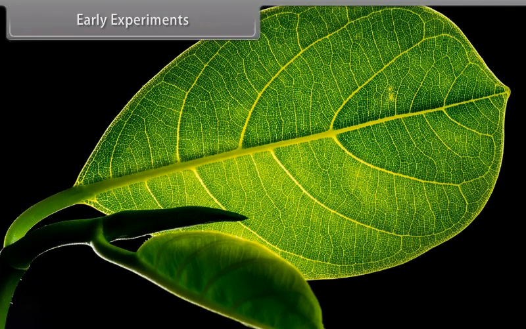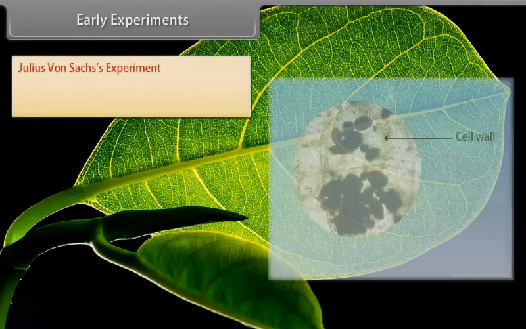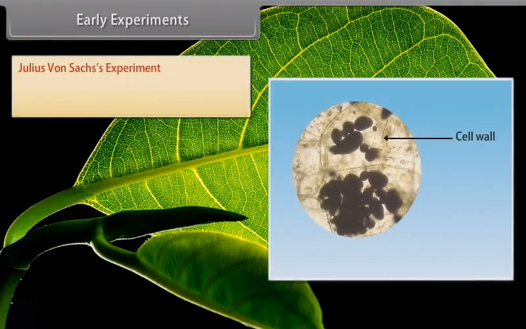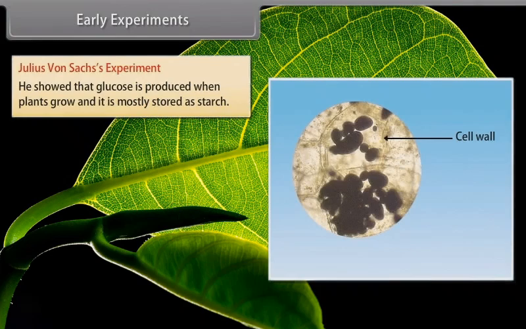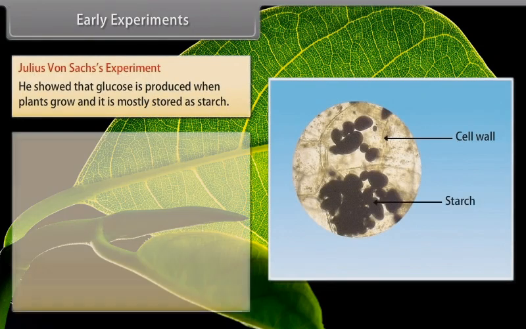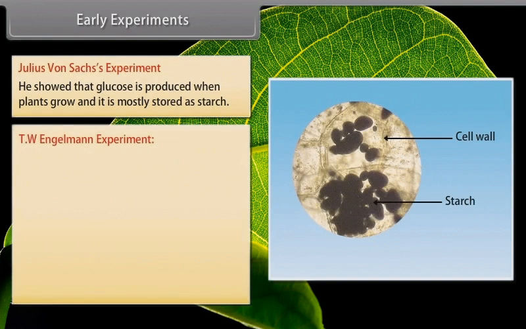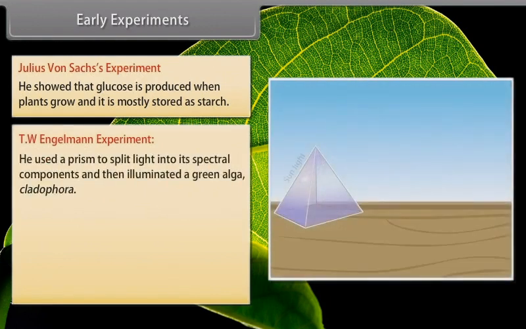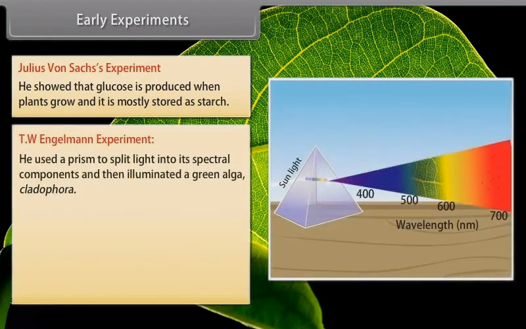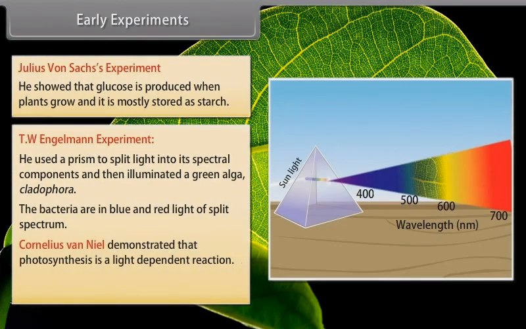Early experiments. Julius von Sachs' experiment. He showed that glucose is produced when plants grow and it is mostly stored as starch. T.W. Engelmann experiment. He used a prism to split light into its spectral components and then illuminated a green alga, Cladophora. The bacteria gathered in the blue and red light of the split spectrum. Cornelius van Niel demonstrated that photosynthesis is a light-dependent reaction.